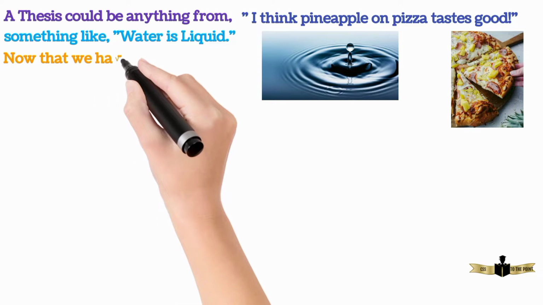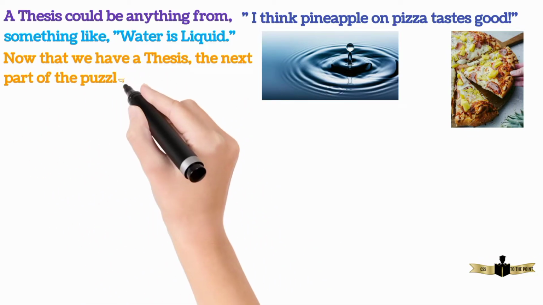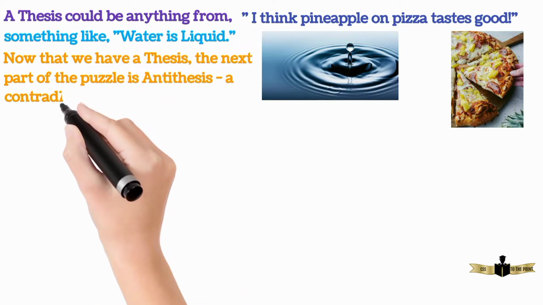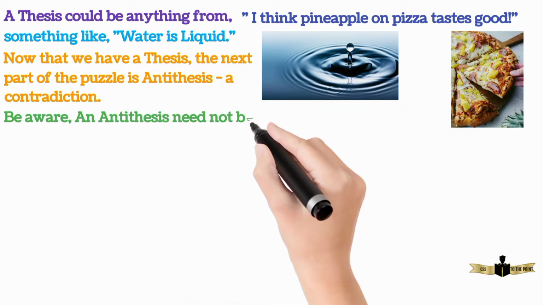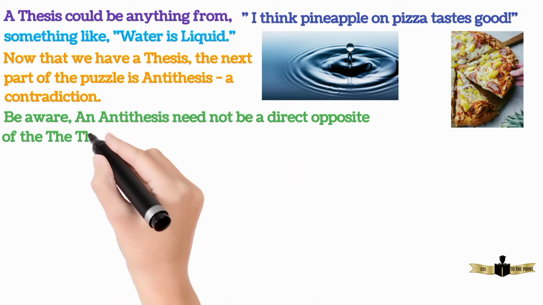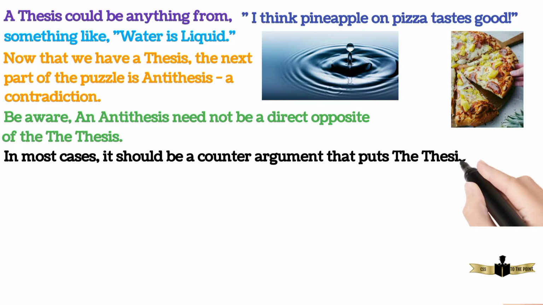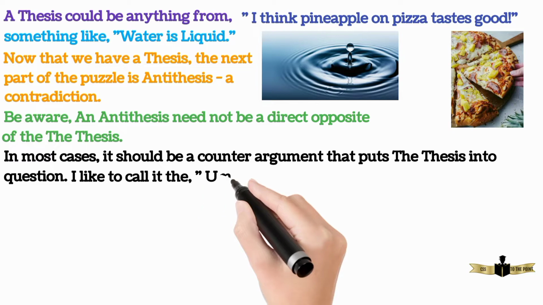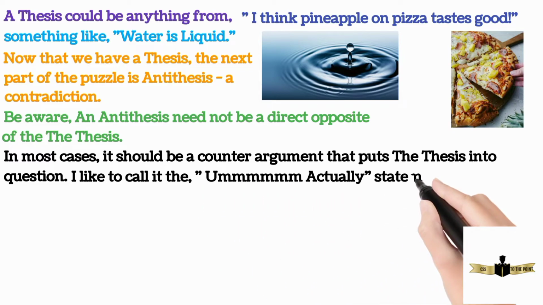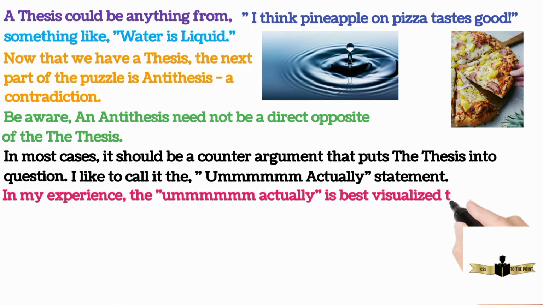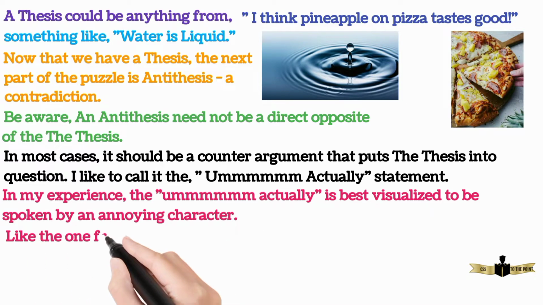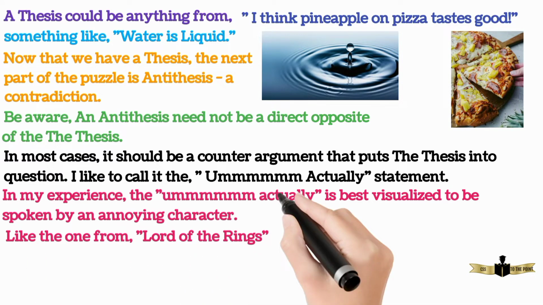Now that we have a thesis, the next part of the puzzle is antithesis, a contradiction. Now be aware, an antithesis need not be a direct opposite of the thesis. In most cases, it should be a counter-argument that puts the thesis into question. I like to call it the "actually" statement. In my experience, the "actually" is best visualized to be spoken by an annoying character.